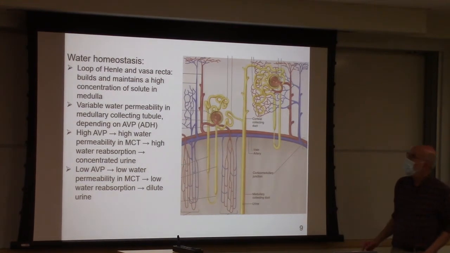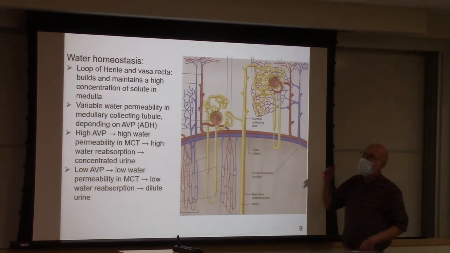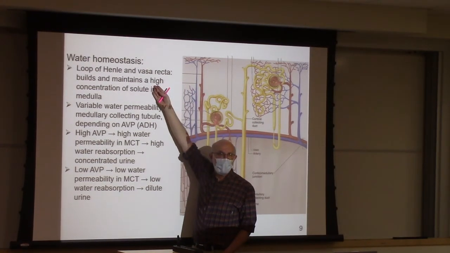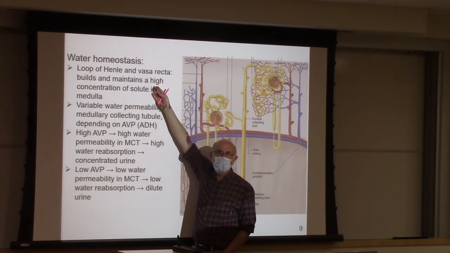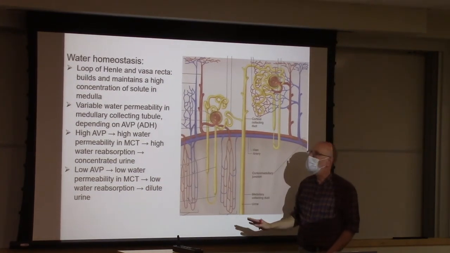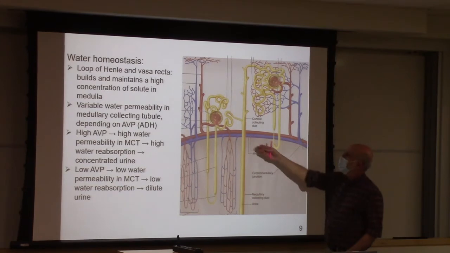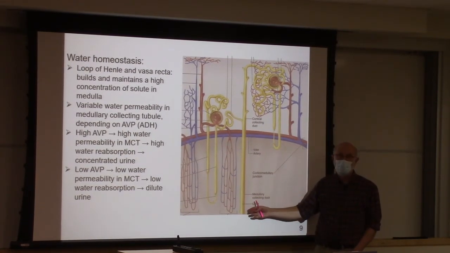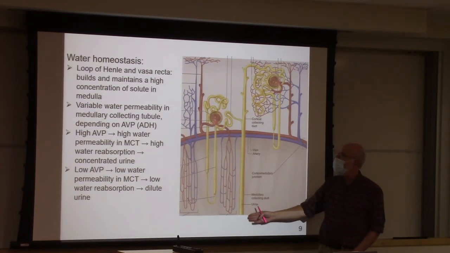So let's talk about these control mechanisms. This is sort of a summary slide. The loop of Henle builds and the vasa recta maintains the solute gradient. That's a key concept. Variable water permeability allows us to either make a concentrated urine or a dilute urine.